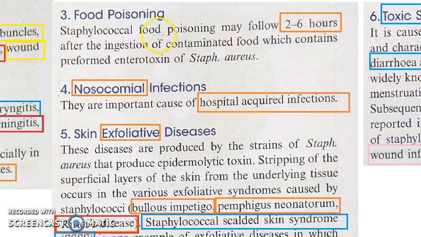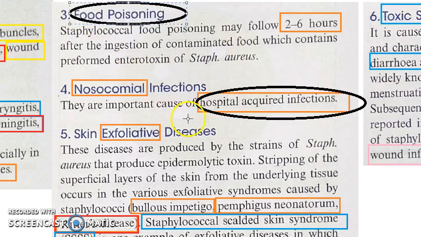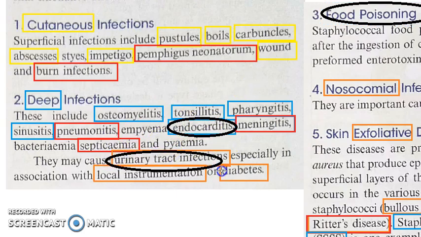As we have already told you, food poisoning can cause a reaction 2 to 6 hours within the ingestion of the food. Nosocomial infections, mainly hospital acquired infections, you have to mention Staphylococcus aureus. Don't forget this. Food poisoning, Staphylococcus aureus, you should not forget. Then what else? Endocarditis, I already told you. Urinary tract infections, these are opportunistic infections when you do especially local instrumentation, right?